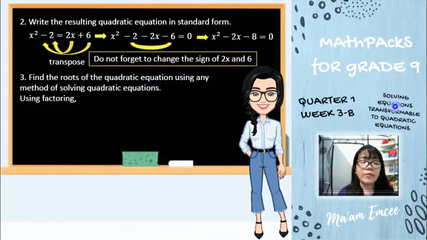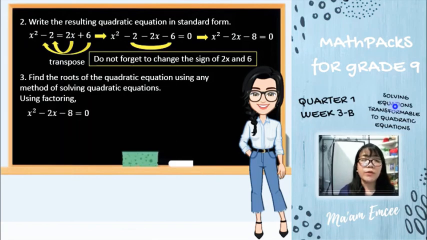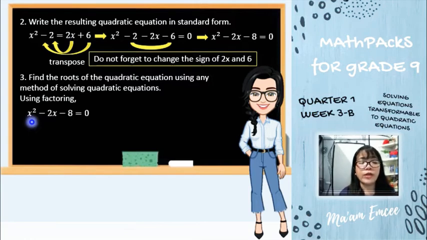And then, step number 3, find the roots of the quadratic equation using any method of solving quadratic equations. So this time we will be using factorization again. But unlike the first example, we have here a trinomial. So if we are going to look for the common factor of these three terms, we can only think of 1. So 1 is the only common factor of x squared, negative 2x, and negative 8. So we cannot use the one that we have used from the previous example.